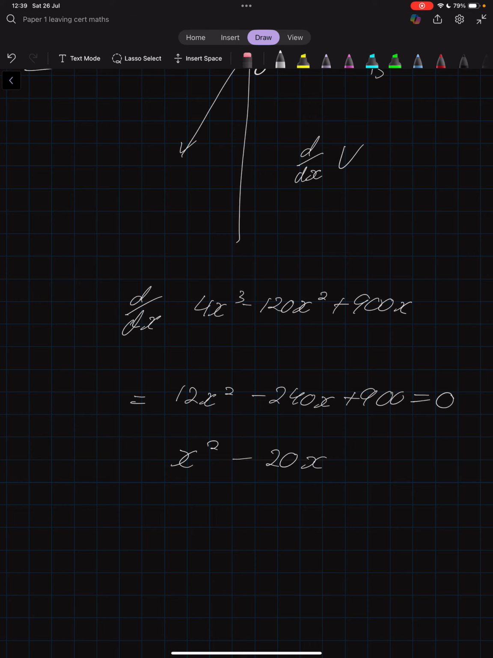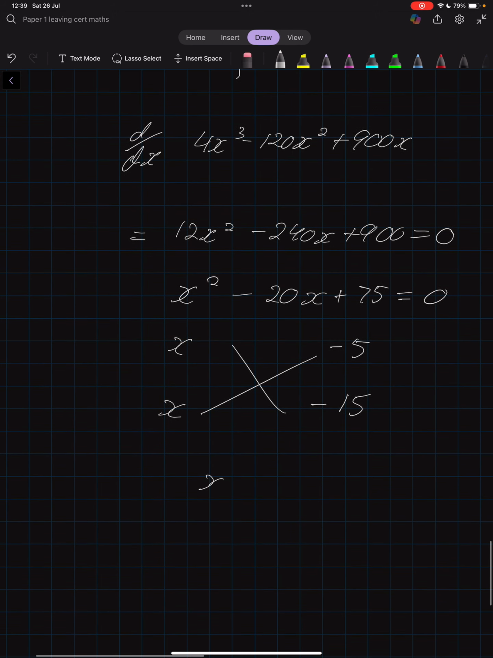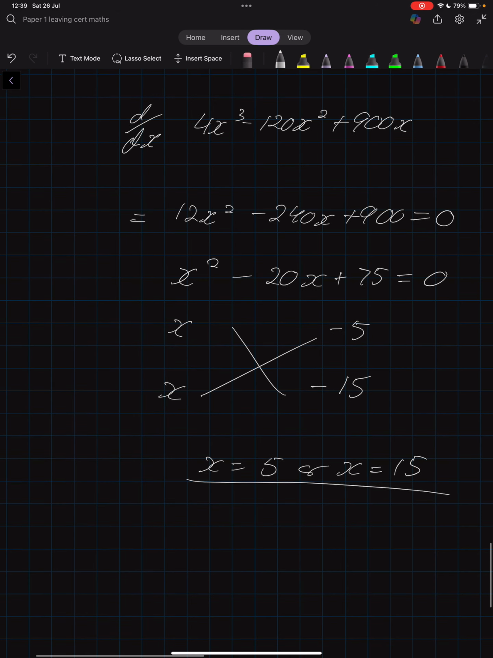I feel like it's plus 75. I think, yeah, it's 75 equals 0. So now this should factorize into (x minus 5) and (x minus 15). So x equals 5 or x equals 15. So those are your two options.